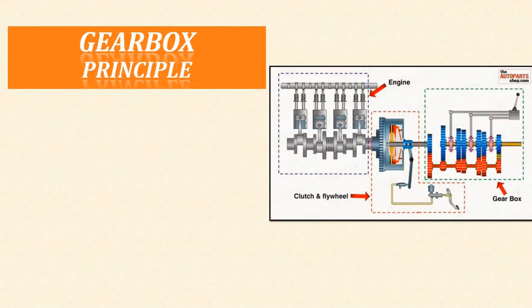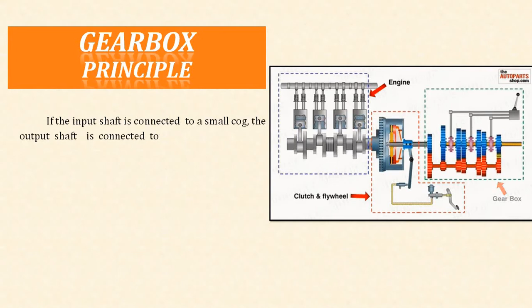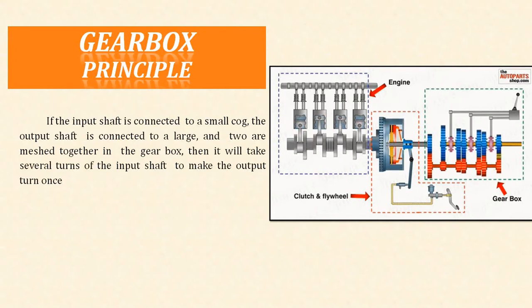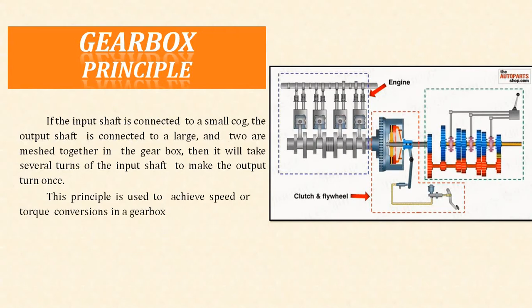Now the gearbox principle. The figure shows the animation. If the input shaft is connected to the small cog, the output shaft is connected to the large one, and the two are meshed together in a gearbox, then it will take several turns of the input shaft to make the output turn once. This principle is used to achieve speed or torque conversion in a gearbox.